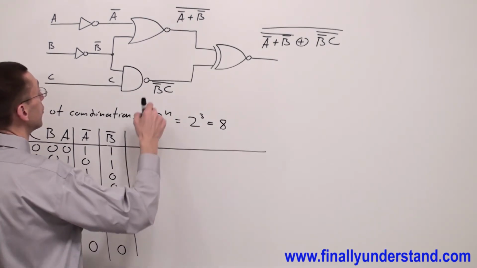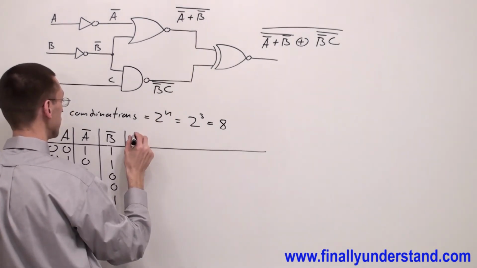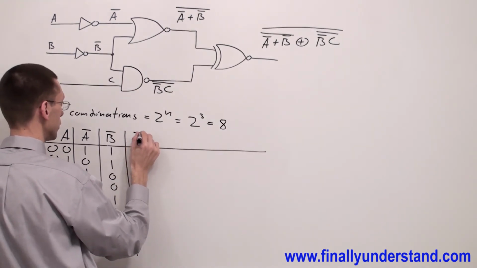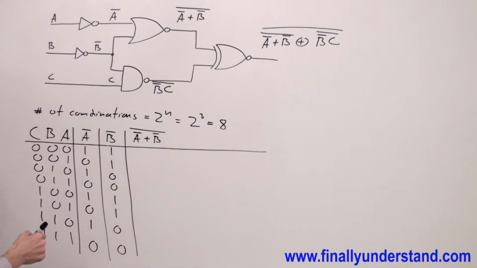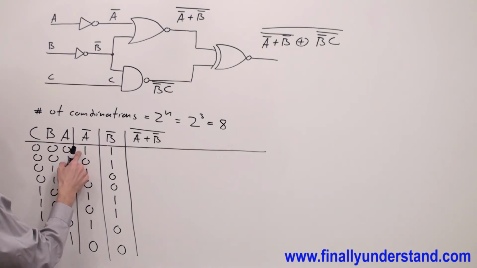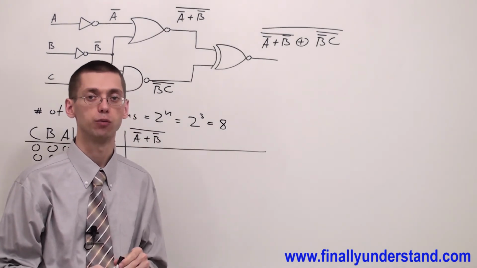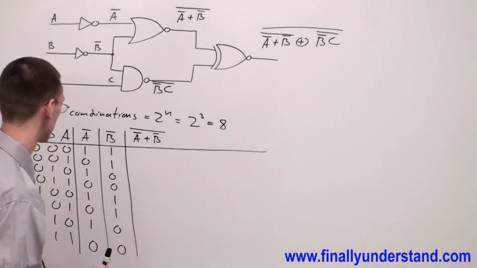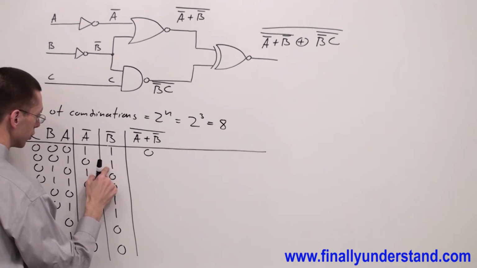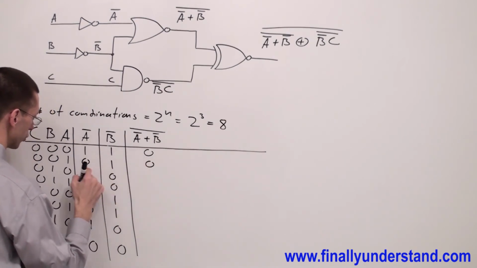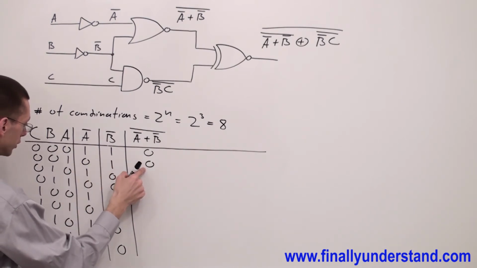Next, I have A not, NOR, B not. NOR gate, please keep in mind, has high on the output when both inputs are low. I have two highs, so this is going to be 0. I have 0, 1. This is going to be 0 because for NOR gate, you're supposed to have two zeros in order to get high on the output.